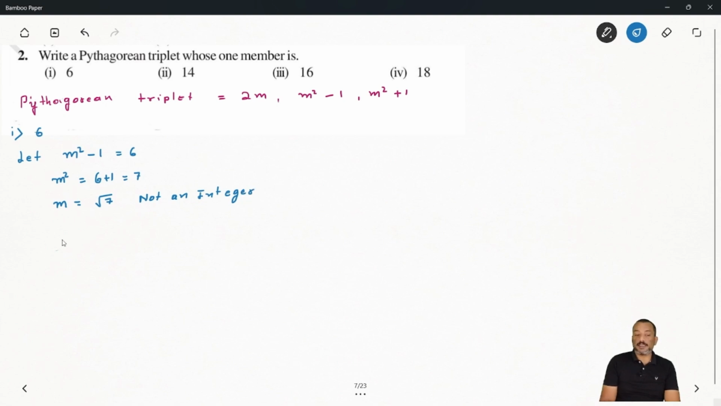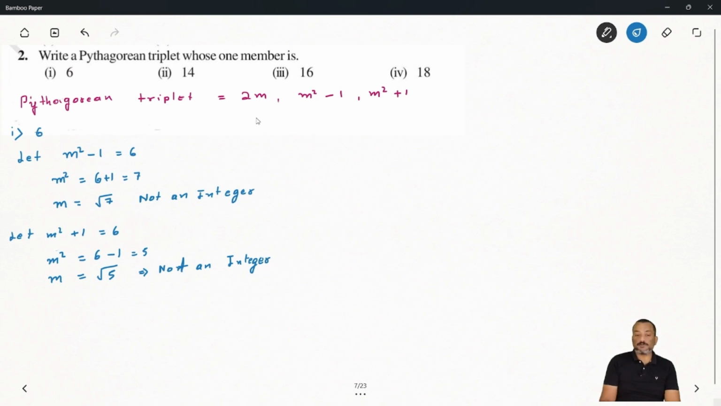Okay, now we will say, let m square plus 1 is equal to 6. Same way, you can say m square plus 1 is equal to 6, m square is equal to what? 6 minus 1 is equal to 5. So same way, m you will get how much? Square root 5. So which means it is also not an integer. Okay, not an integer. So you have to check with all these three numbers and then you can go.